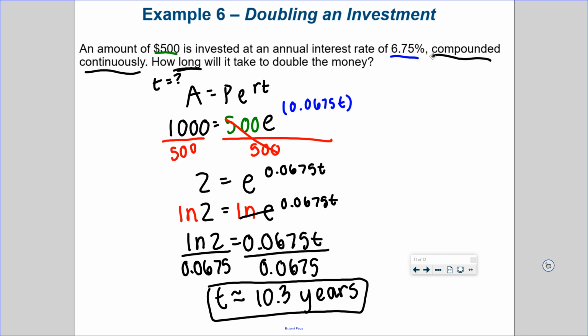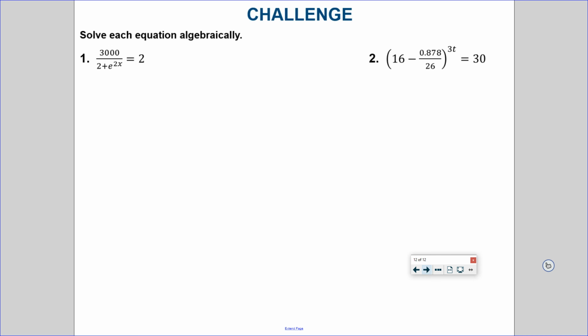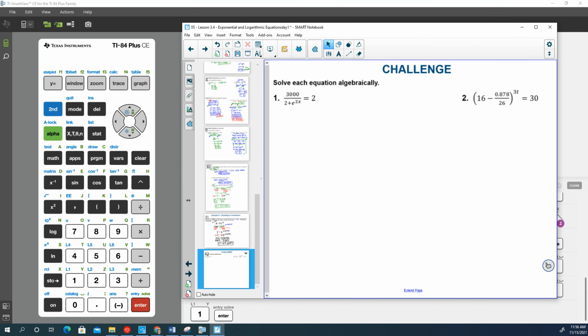Okay, perfect. So if you want to try these two on your own, you can. If not, we'll do them as a warm up. They're just a little more challenging exponential equations. Tomorrow's a work day. Quiz over 3-3 and 3-4 is Wednesday.